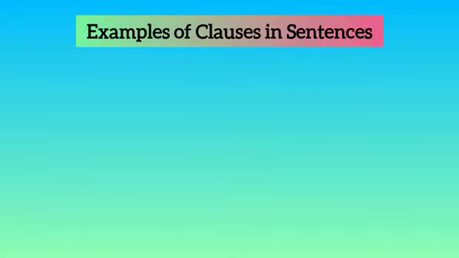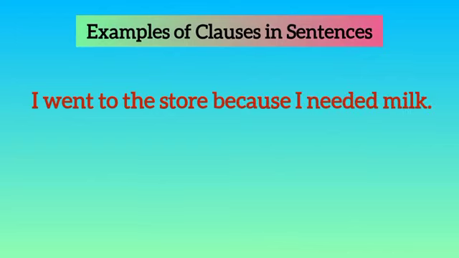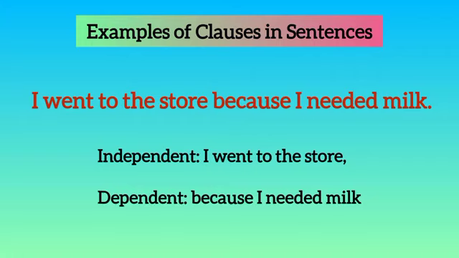Let's look at some examples of sentences with clauses. "I went to the store because I needed milk" has an independent clause, "I went to the store," and a dependent clause, "because I needed milk." The dependent clause "because I needed milk" can't stand alone as a sentence, but it adds meaning to the independent clause, "I went to the store."